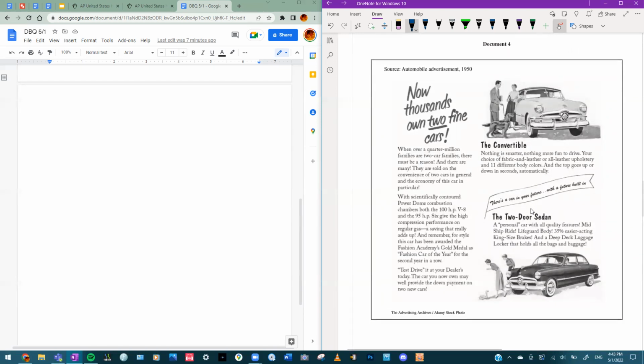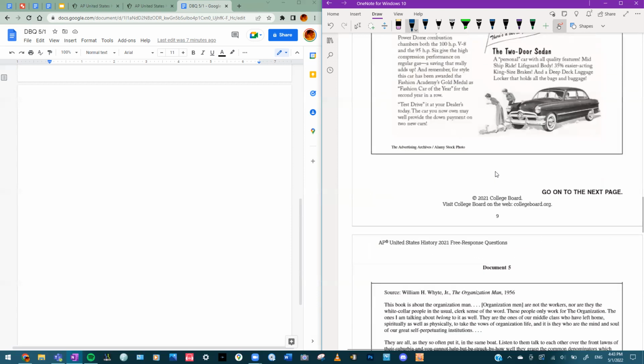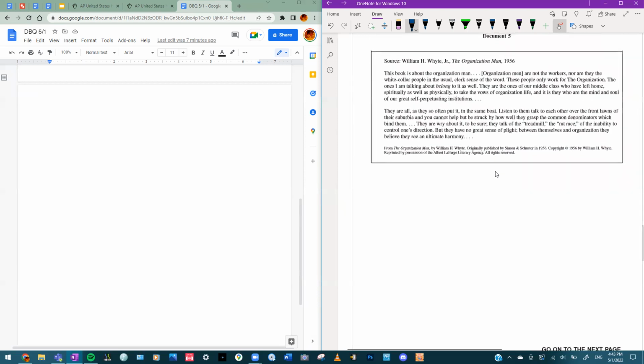All right, let's see. Now thousands own 2 fine cars. Oh, this is an easy one. And we don't need to waste our time reading it. We just see that. We already know a lot. We can come back for more information if needed, when we're sourcing it, if we choose to source it. Okay. All right, now we have William White.